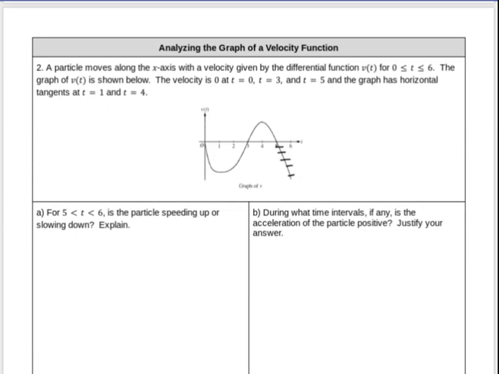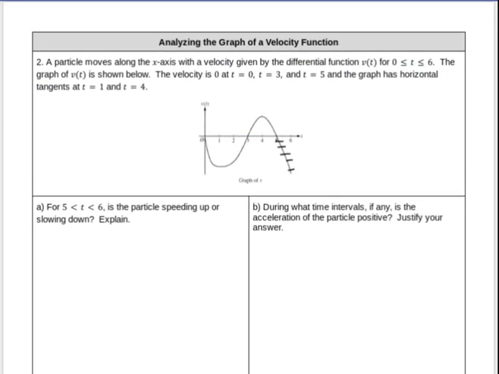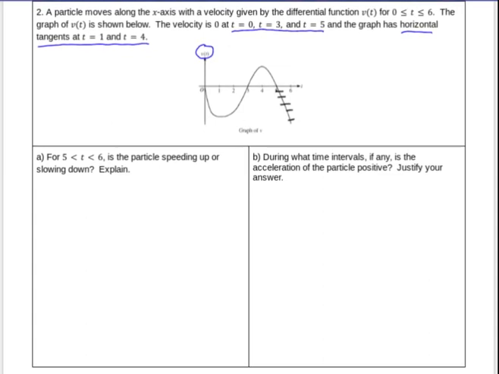All right, the second part here, we're going to analyze the graph of a velocity function. So we have a particle moving along the x-axis. We've got the velocity here for the graph. We notice that the y-axis is the velocity, so this is the velocity graph. Velocity is 0 at t equals 0, 3, and 5, and the graph has horizontal tangents at t equals 1 and t equals 4.